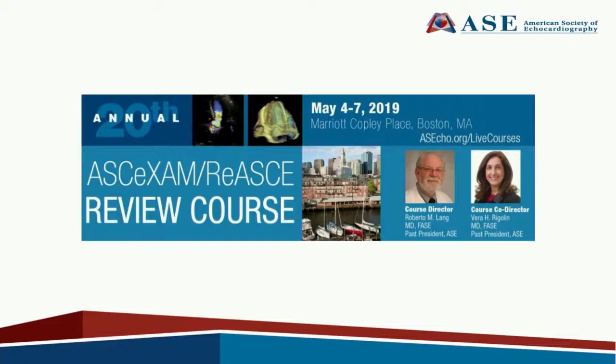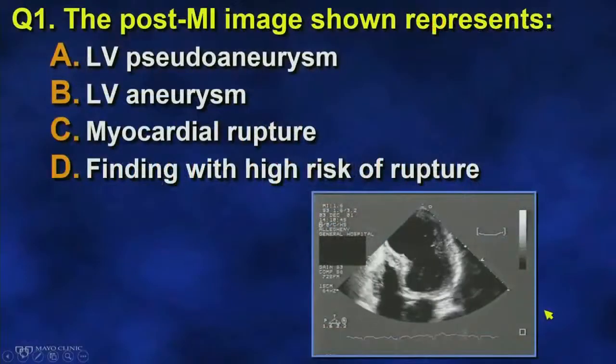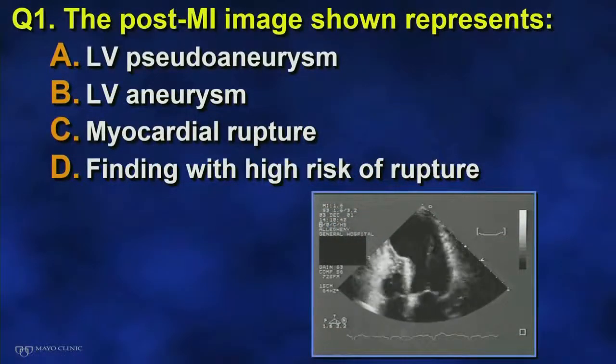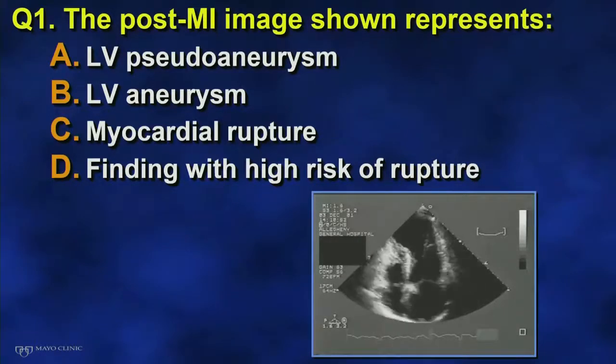All right. Okay, why don't you ask your questions? We'll go through these questions pretty quick. Most of them are review. So question 1, this post-MI image shows the presence of an LV pseudoaneurysm, LV aneurysm, myocardial rupture, or a finding with a high risk of rupture.